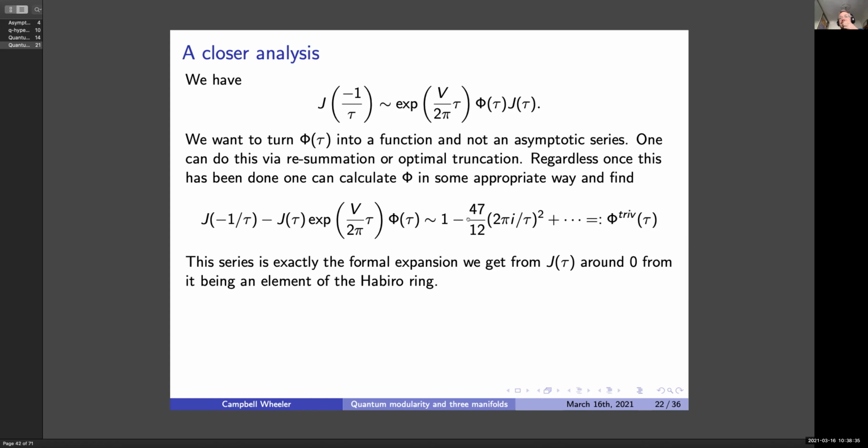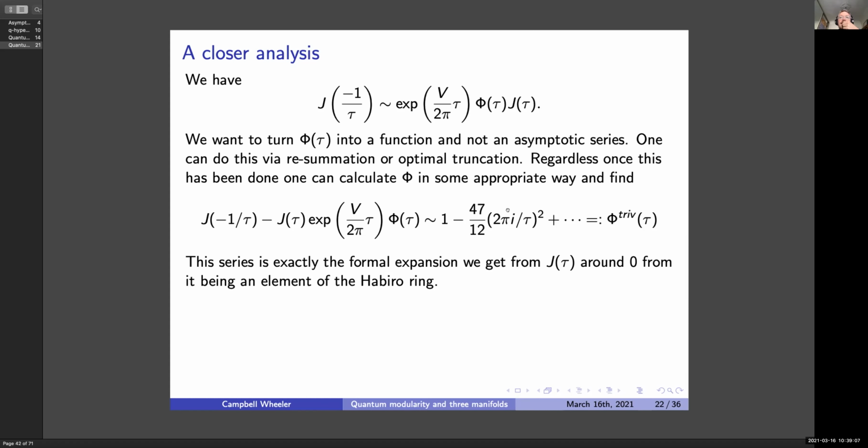And in fact, this series is just the series we get from the fact that this J function is an element of the Habiro ring. If you recall, I said elements of the Habiro ring have formal expansions around each root of unity. The power series that we see here is just the one that comes from the formal expansion of J around 1. So we see this pop up and we know what it is, and that's kind of cute.